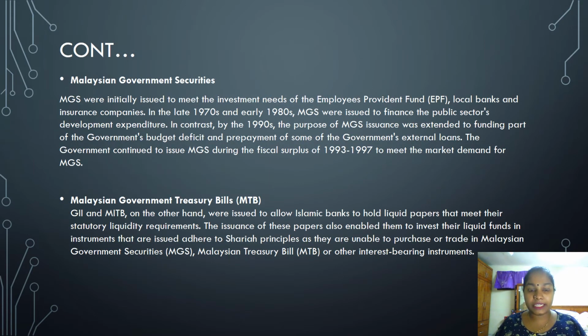So next is Malaysian government securities. Malaysian government securities were initially issued to meet the investment needs of the Employee Provident Fund (EPF), local banks and insurance companies. In the late 1970s and early 1980s, Malaysian government securities were issued to finance the public sector's development expenditure. In contrast, by the 1990s, the purpose of issuance was extended to funding part of the government's budget deficit and prepayment of some of the government's external loans.